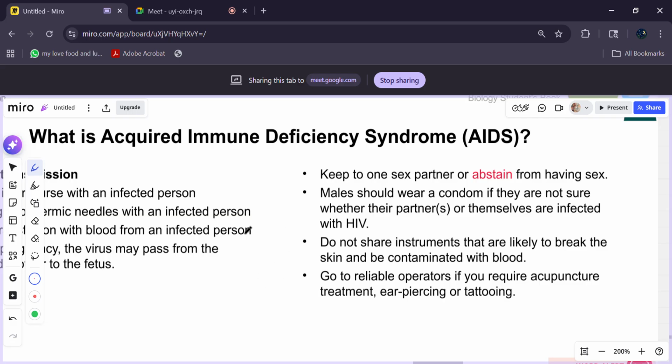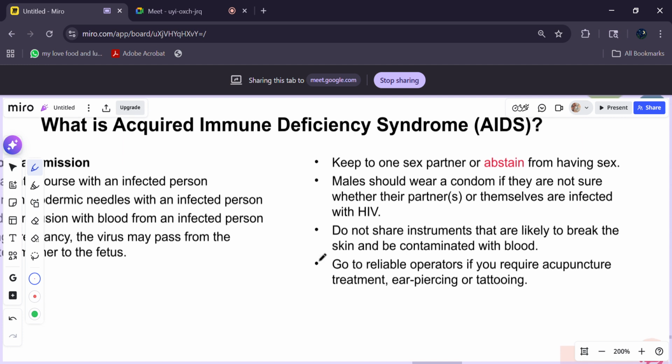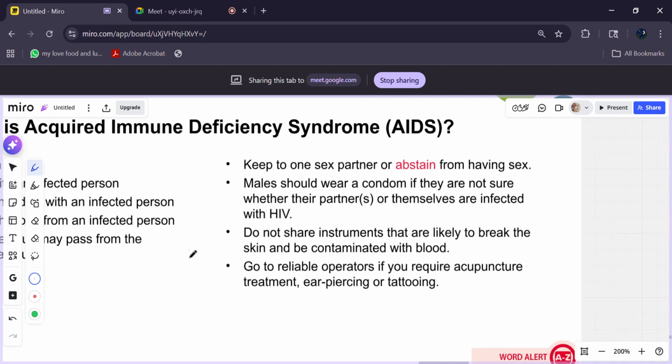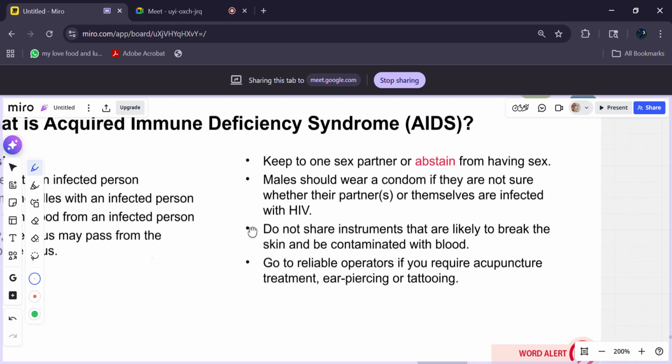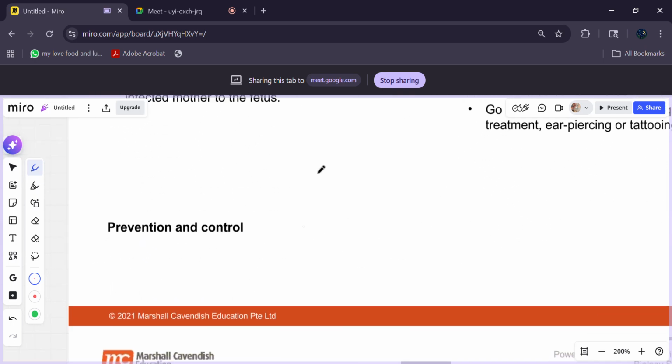That means if you want to get earrings, a tattoo, or ear piercing, you should go to reliable people and not some second-hand cheap businesses that may cause the spreading of this disease.